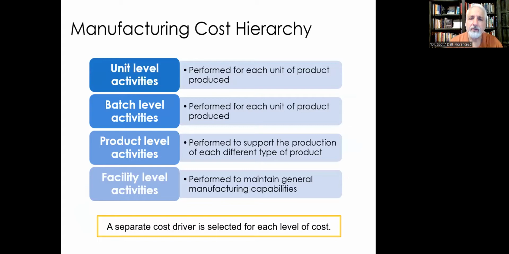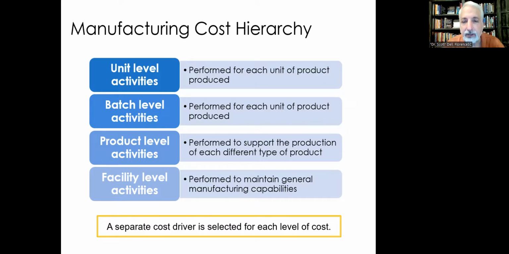Additionally, we have a cost hierarchy. We have unit level, batch level, product level, and facility level. And categorizing these costs is powerful and crucial to understanding the whole process and analyzing the cost structure of how we are going to be more efficient, more effective, and where we put our resources. So unit level is performed on each unit of our product. So if we're making 2-liter jugs of soda, we've got that unit level, that jug of soda.